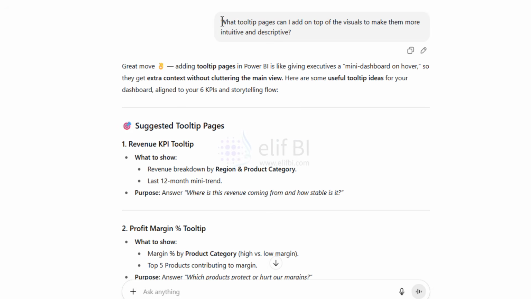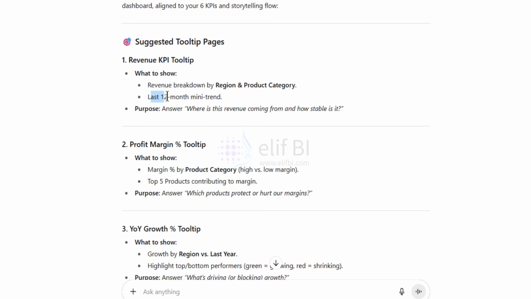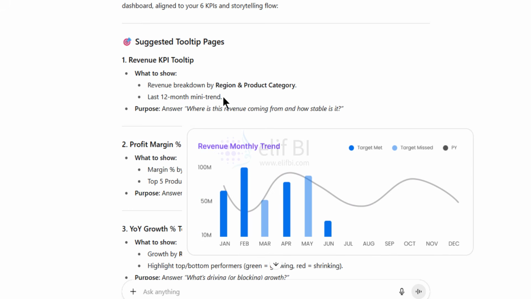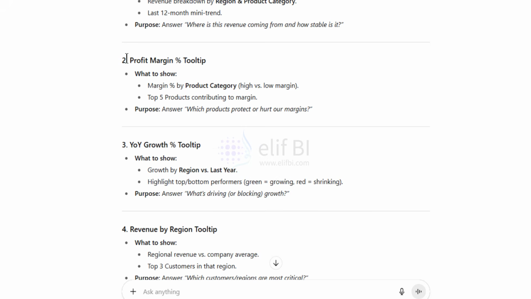Then I ask, what tooltip pages can I add on top of the visuals to make them more intuitive and descriptive? So it tells me that on the revenue KPI tooltip, you can show the revenue breakdown by region and product category. This is something that you can do when the user hovers over the KPI card of the revenue. And you can also show the last 12-month mini trend, but we are already showing the trend in the middle row, so that is not needed. Then it also tells us some tooltips about the profit margin in percentage. That could be by product category, top 5 products contributing to the margin, and so on.